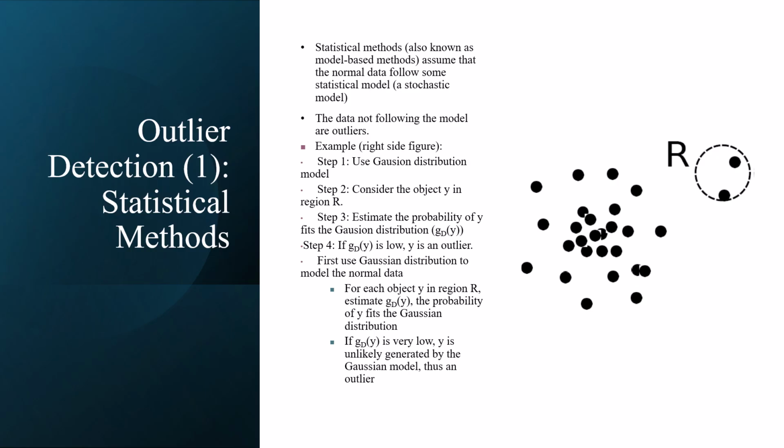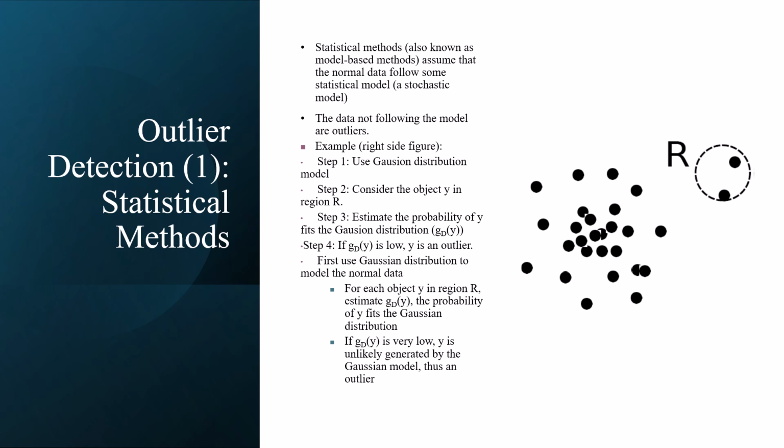Statistical methods. Statistical methods, also known as model-based methods, make assumptions of data normality. They assume that normal data objects are generated by a statistical model, and the data not following the model are outliers. Detecting outliers using a statistical model: the data points except for those in region R are as shown in the diagram.